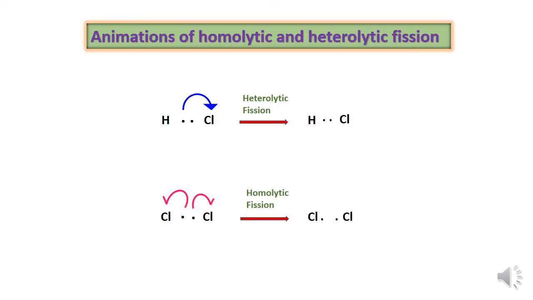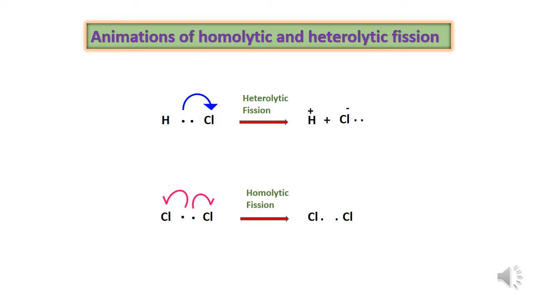In this slide we will see the animations of homolytic and heterolytic fission. So this is the example HCl. Between the hydrogen atom and chlorine, an electron pair is present. Now this chemical bond between the hydrogen and chlorine atom is broken by heterolytic fission, and after the heterolytic fission we will get two different species. So let's see what happens after the heterolytic fission.